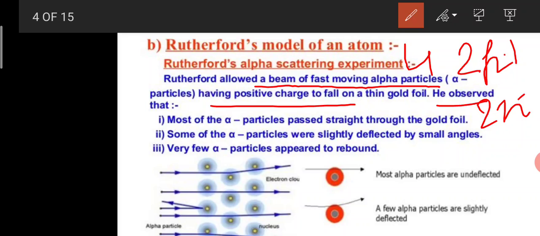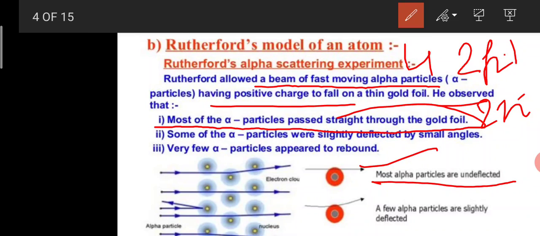So student, first listen carefully. Rutherford produced a narrow beam of alpha particles from a radioactive source, radium or polonium. In his experiment, he saw that most of the alpha particles passed straight through the gold foil. You can see this. He observed that most of the alpha particles are undeflected. They pass straight through the gold foil.